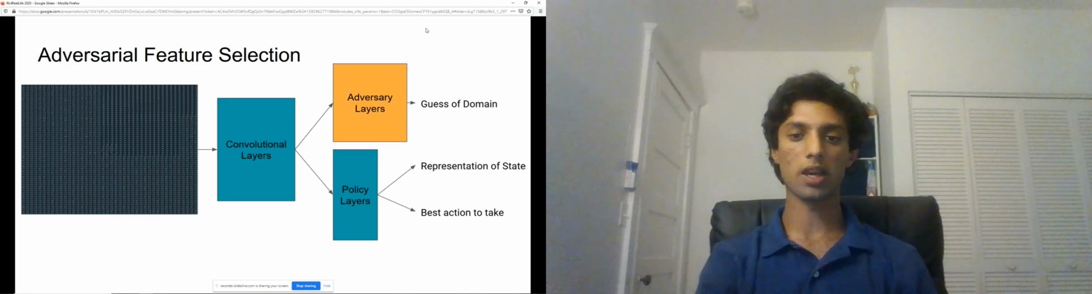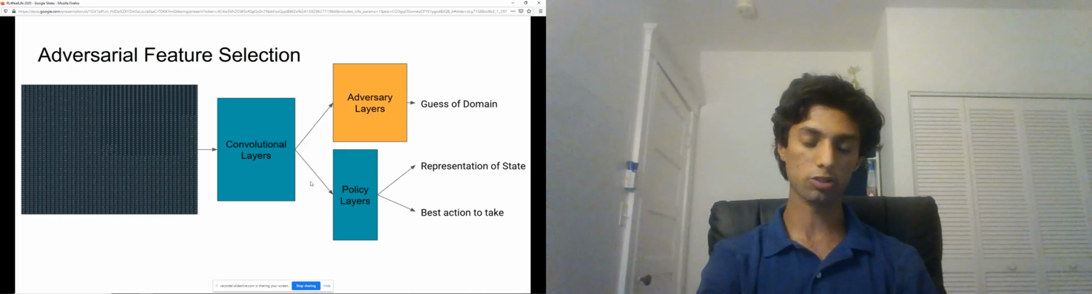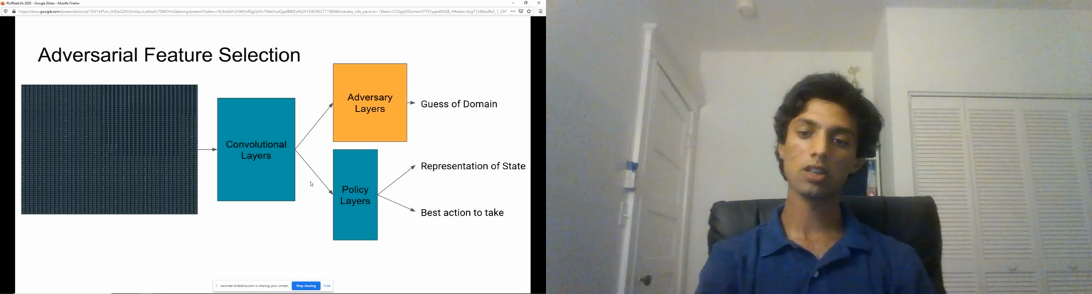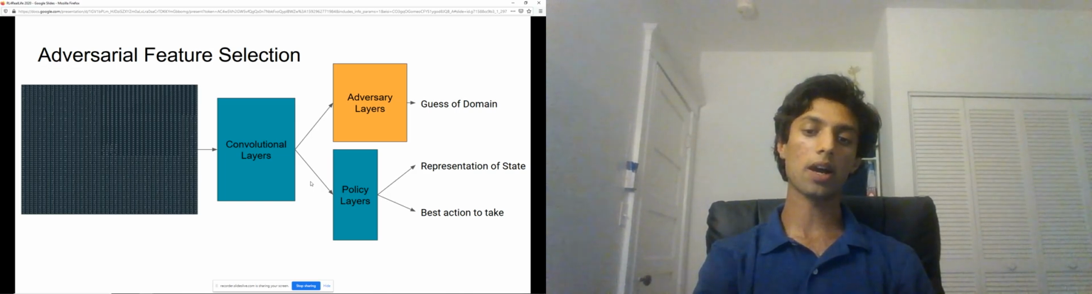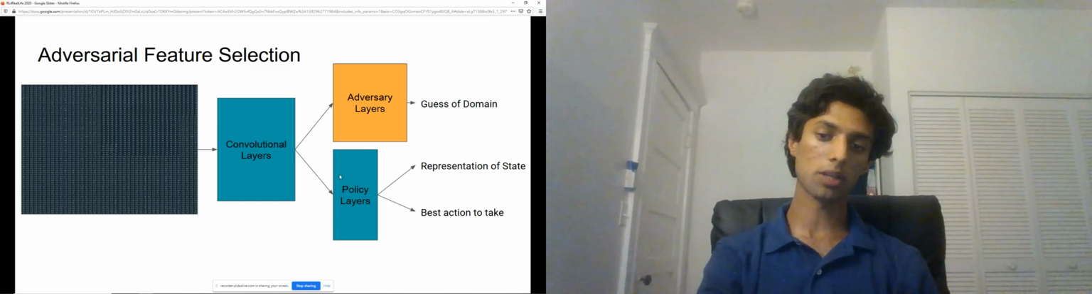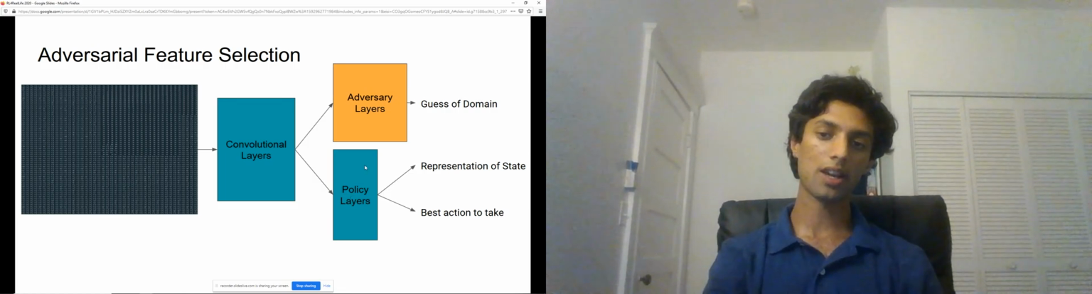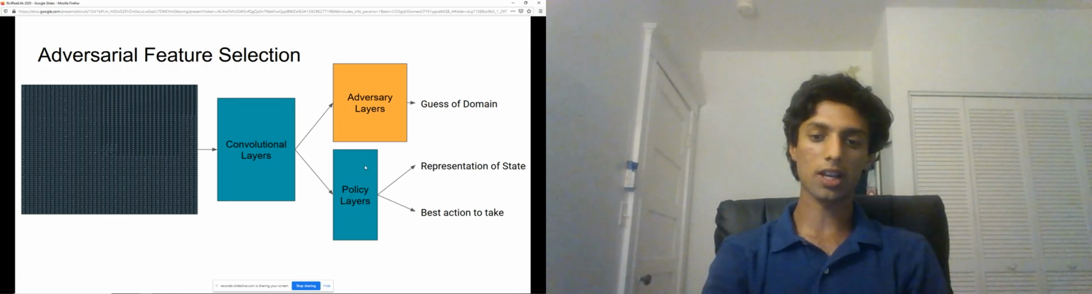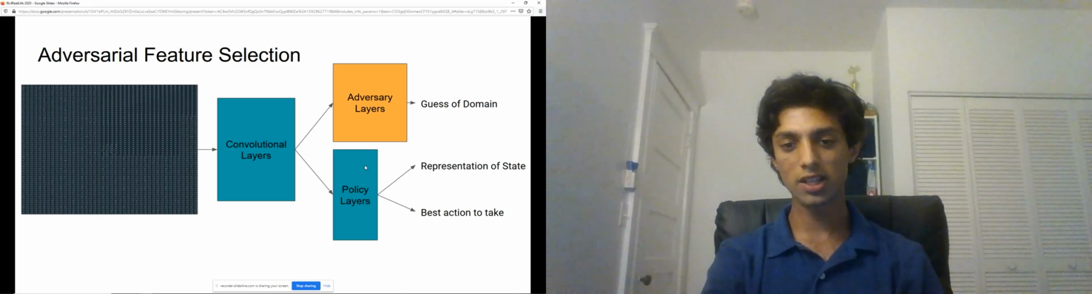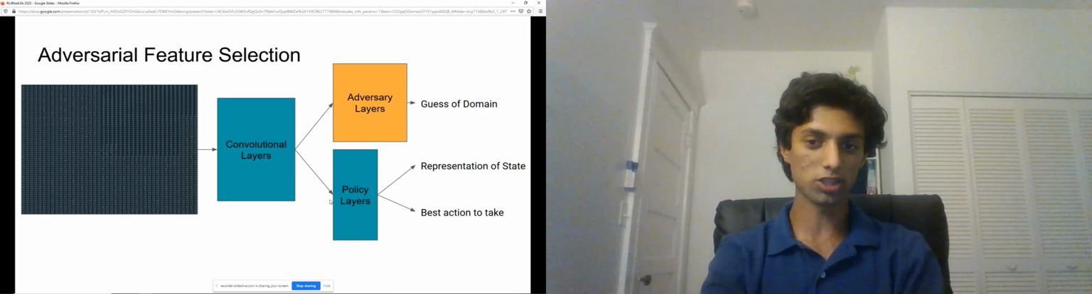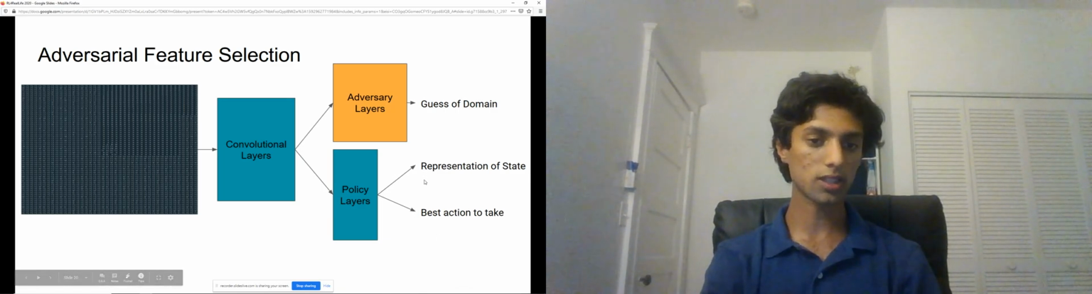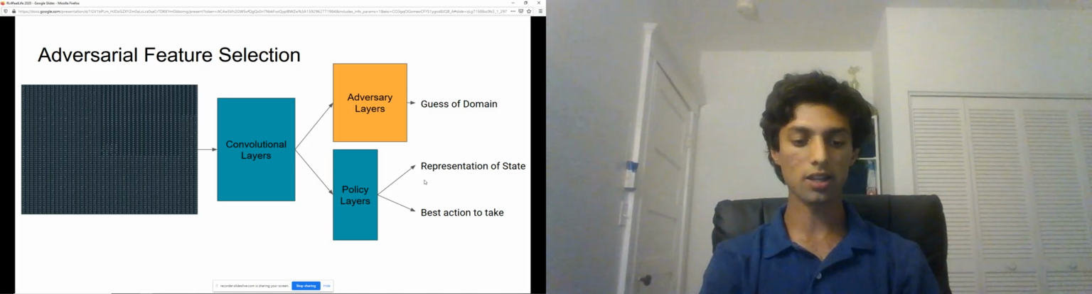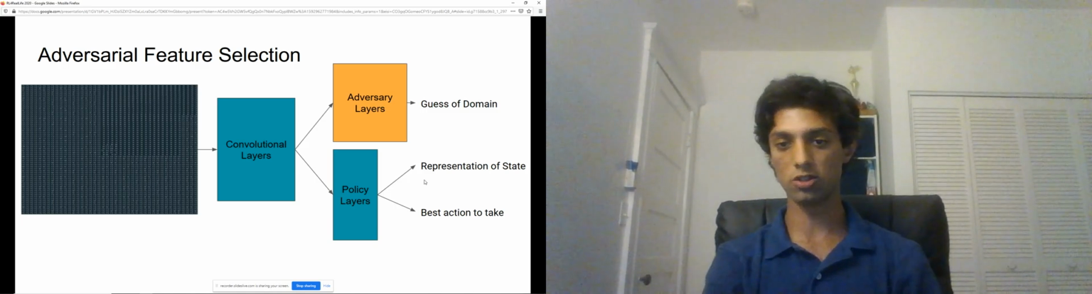Once we have domain agnostic representation after our convolutional layers, we can pass it to our policy layers, which will then, as earlier, output a representation of the state and the best action to take. Now, at this point, all of the information being passed into the policy layers should be agnostic to domain. Just as it can't magically guess what domain you're in after not having any information to guess based on, this state representation will be domain agnostic, as well as the best action to take, which means the policy will not depend on whether you're on domain 1 or 2, your source or training domain.